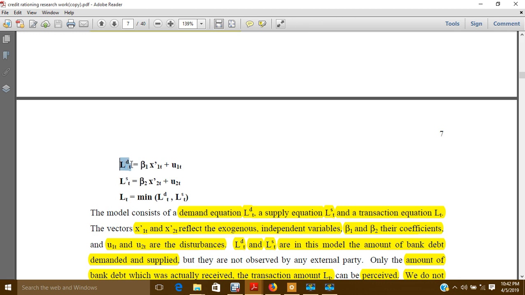Here, this is the left hand side, the dependent variable, and all independent variables are on this side, and this is the error term. This is the demand equation, and this is the supply equation. Now, at equilibrium, demand is equal to supply, which means that LD and LS will be equal at equilibrium.